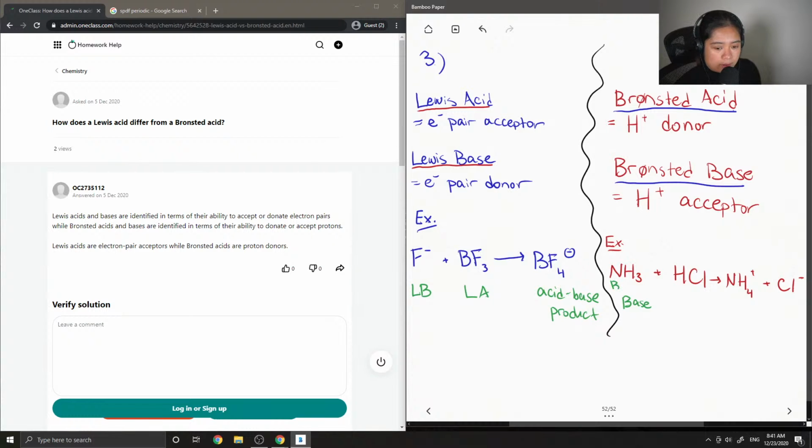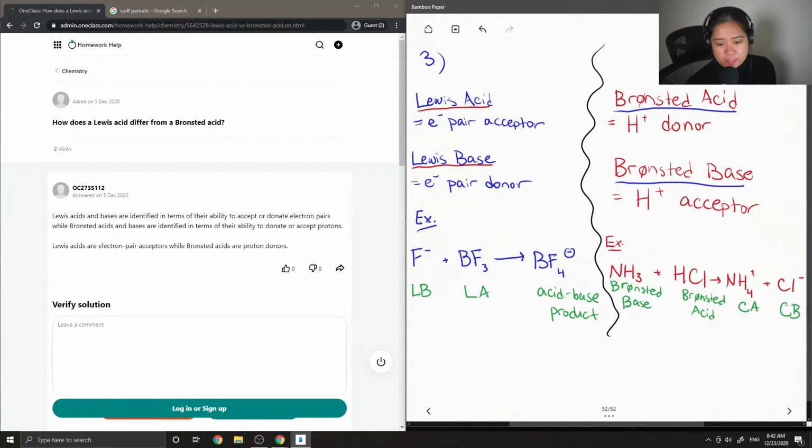So I'll just say Bronsted base. And our Bronsted acid is HCl. And we know this because the NH3 was the one that accepted the proton to become NH4+, and the HCl was the one that donated the proton, and it became Cl-. So now NH4+ becomes our conjugate acid, and Cl- is our conjugate base.